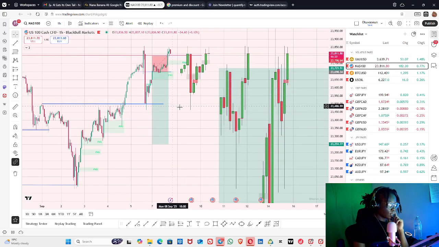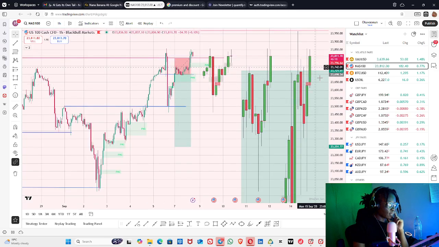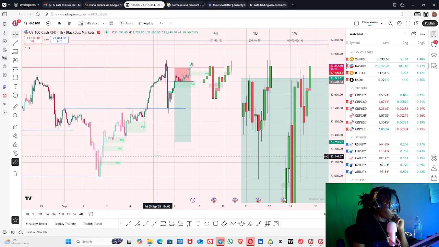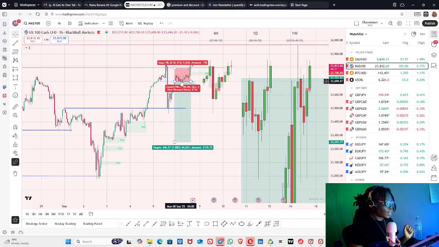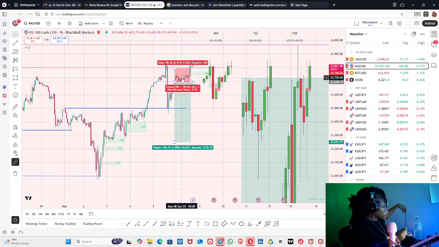I had this entry here for NAS. I set an alarm to tell me when price crossed this region. So I've been looking at it to see if there was going to be a reversal. But when there was no reversal, I knew that it was going to take the eye. I knew it was going for that eye, so I didn't bother taking the trade.